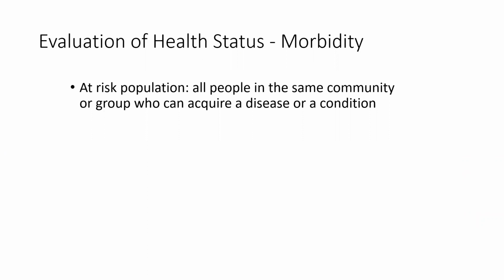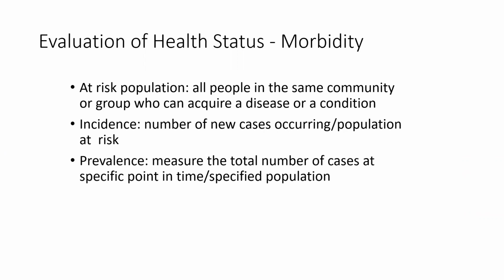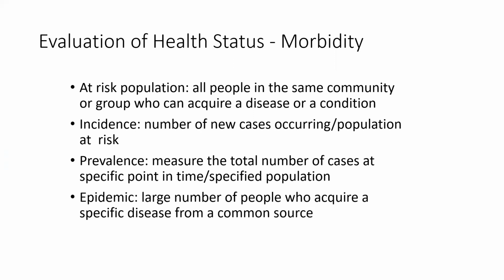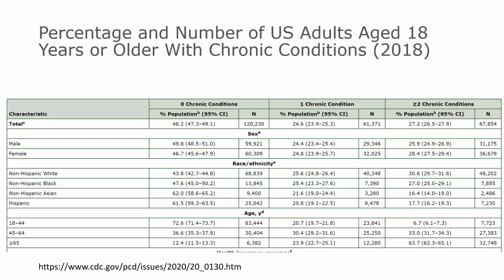So thinking about the evaluation of health status for morbidity, we think about measuring incidence and prevalence. Incidence is the number of new cases occurring in a population at risk, and prevalence is the measure of the total number of cases at some specified point in time. So incidence is the raw new number, and prevalence is the number in a population. And an epidemic, like we just went through, is an explosion of people who are acquiring a specific disease.